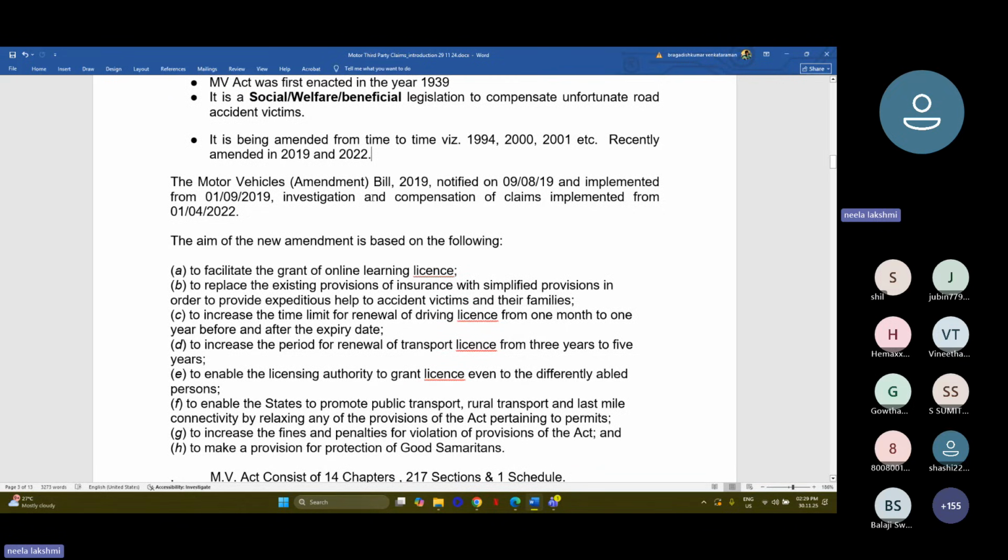The Motor Vehicles Amendment Bill 2019 was notified on 9/8/2019 and implemented from 1/9/2019. Okay, very important. Investigation and compensation of claims, fines, penalties, and the change in the compensation factor all happened from 1/4/2022. Okay, the bill was split into two: the first portion was implemented from 1/9/2019, and the second portion came into effect from 2022.